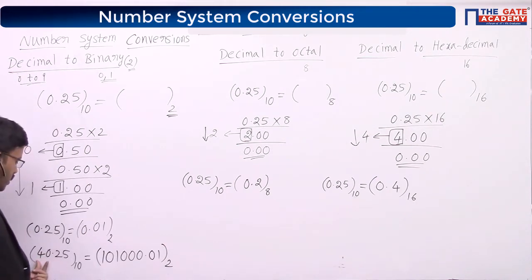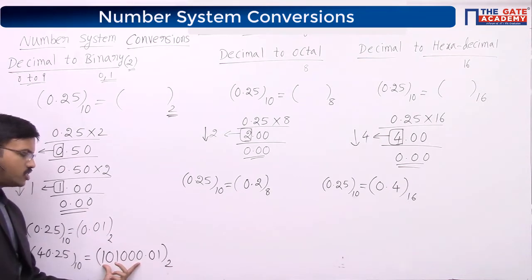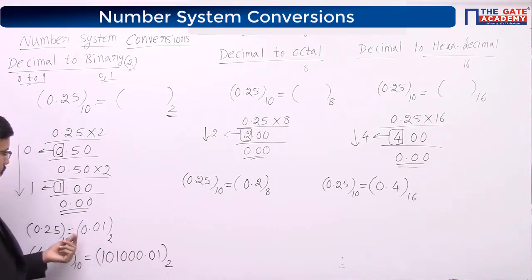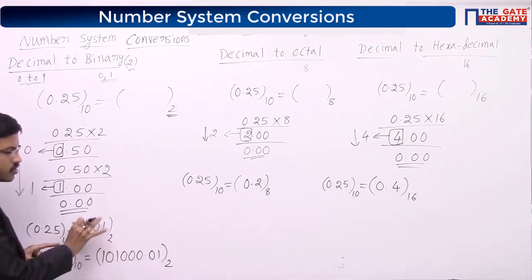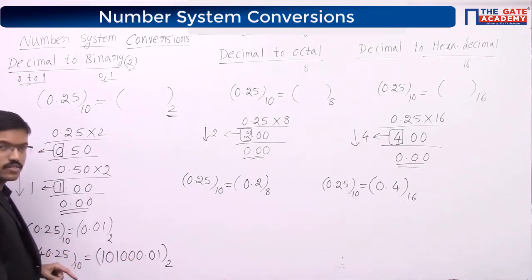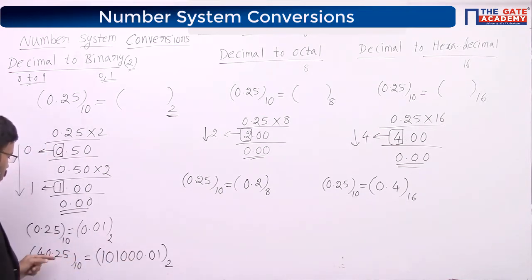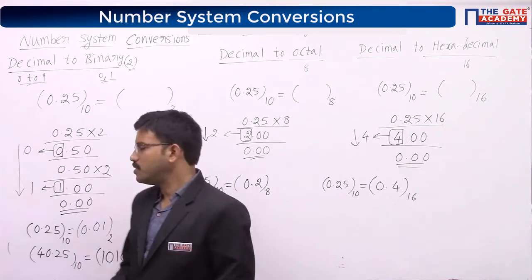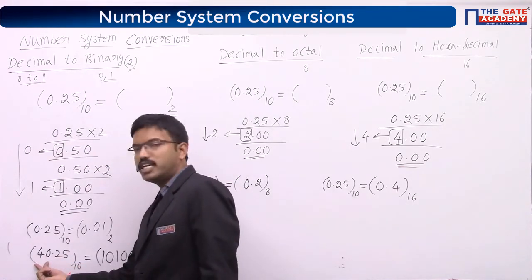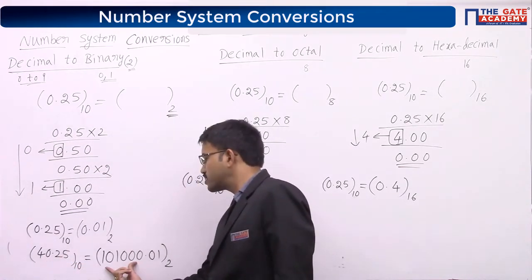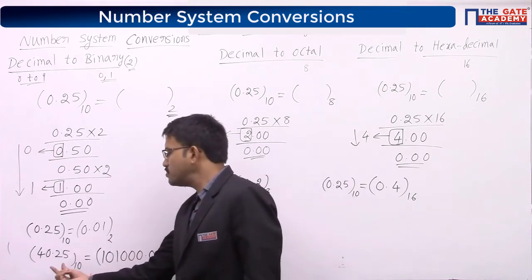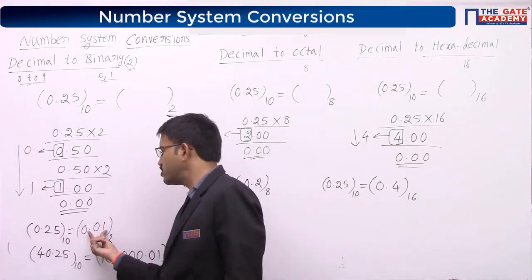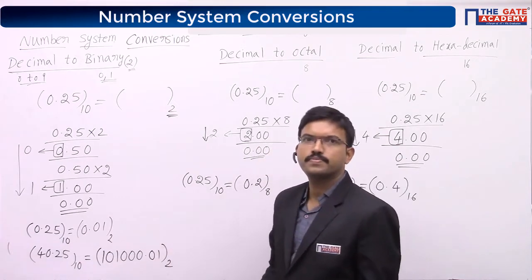40.25 is nothing but 40 plus 0.25. So 40 I got earlier like this, 10100. Now for 0.25 I got 0.01. So by adding those two, I will get like this. Or very simple, for the integer part, whatever binary number you got earlier, you will place here, 10100. And similarly for the fractional part, 0.25, whatever you got, you place here, like that.